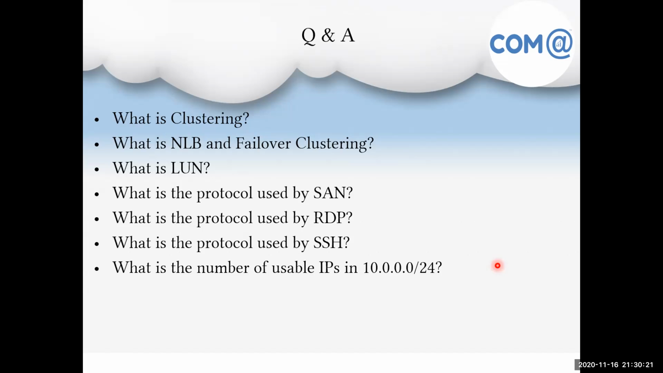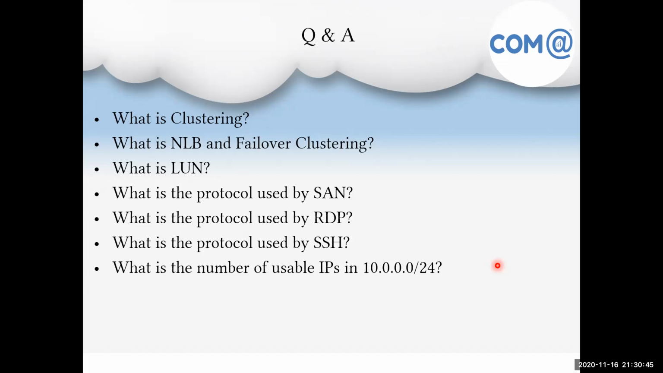254 in the traditional network. In the cloud network, in a traditional network, we can use 254 IPs. But in the cloud network, it will be 251. 251 is the correct answer.